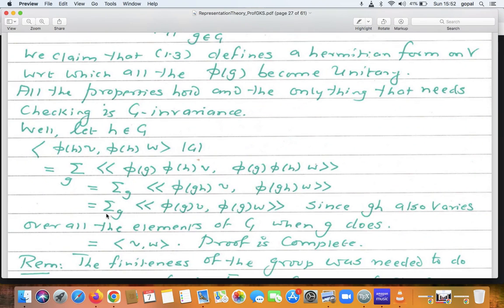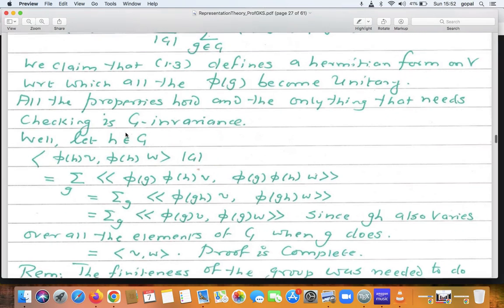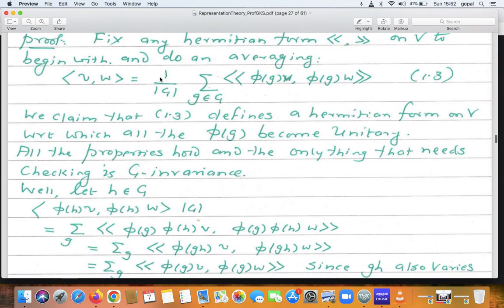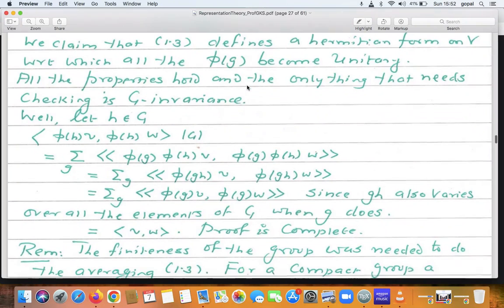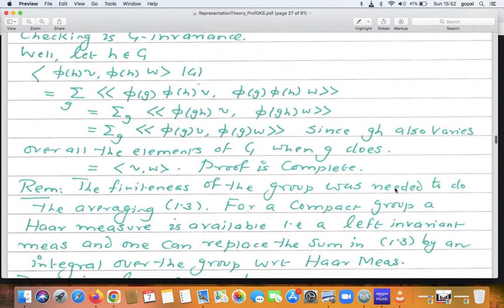I can see that again, and I just have to bring the mod G on the right hand side, and then I'll get that it is again single bracket VW. So we have checked that this definition 1.3 does indeed give me a G invariant Hermitian form. The finiteness of the group was used mainly to do the averaging.